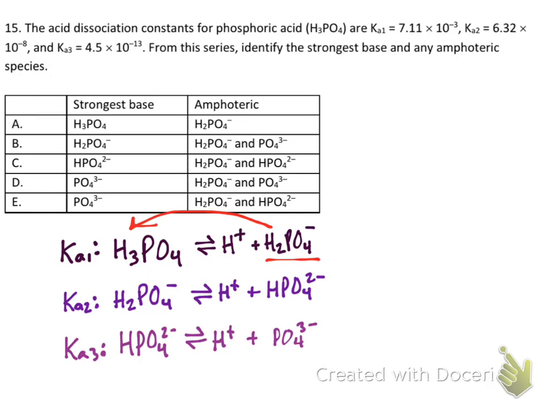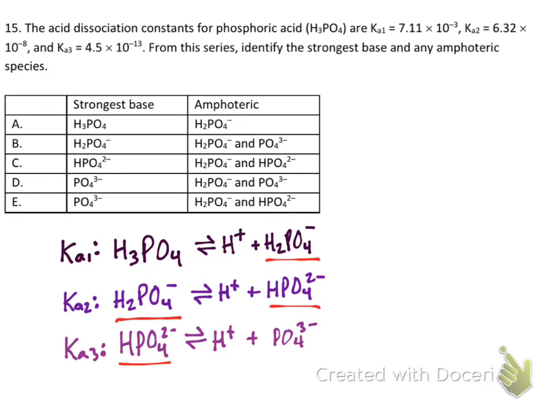But hark! This is a polyprotic acid. It also has a proton it can give up. So it can also go through this Ka reaction where it dissociates to form H+ and HPO4-2-. So it is amphoteric. Same thing with HPO4-2-. This reaction could go this direction, so it can reform H2PO4-, but it can also dissociate further into phosphate and H+. So H2PO4- and HPO4-2- are both amphoteric species.